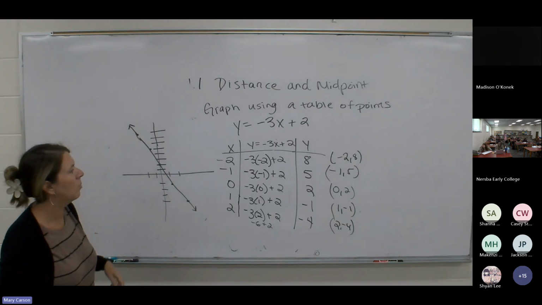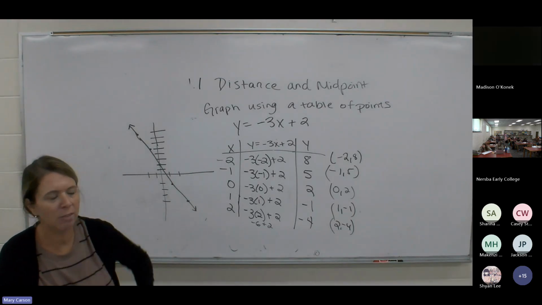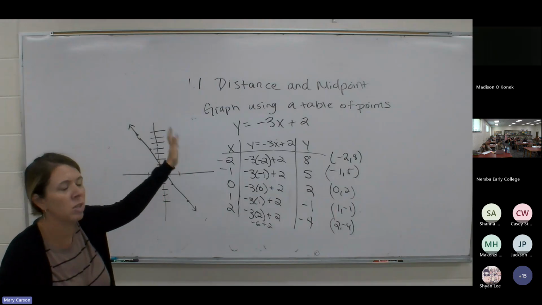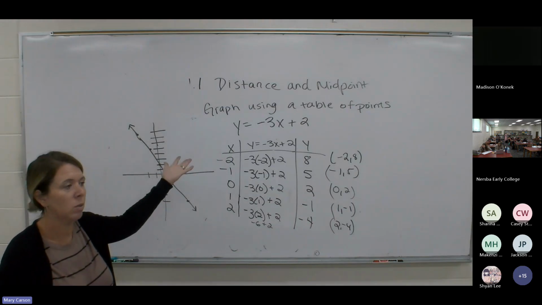Okay. Now, if you were good and you had a graphing calculator, you could just type that into y equals and go to second table, and it will give you a list of points.